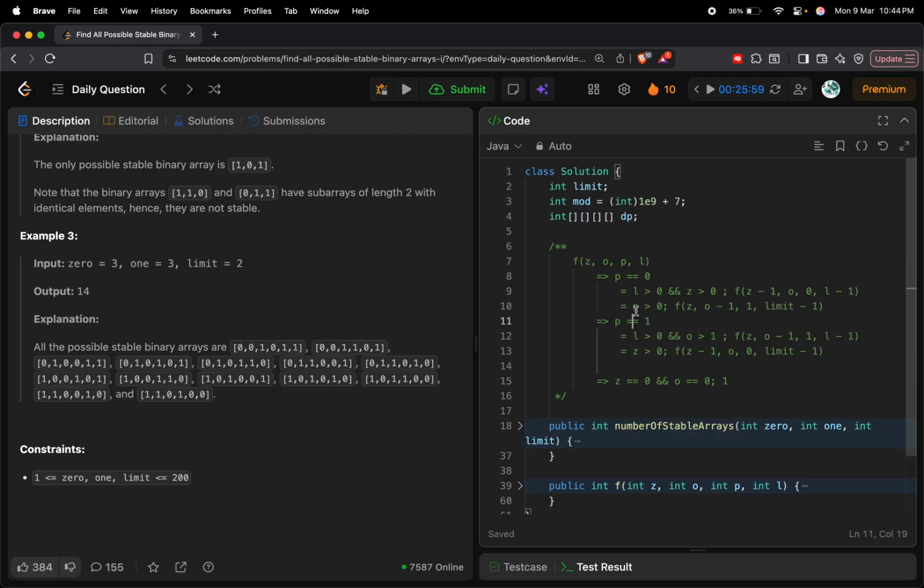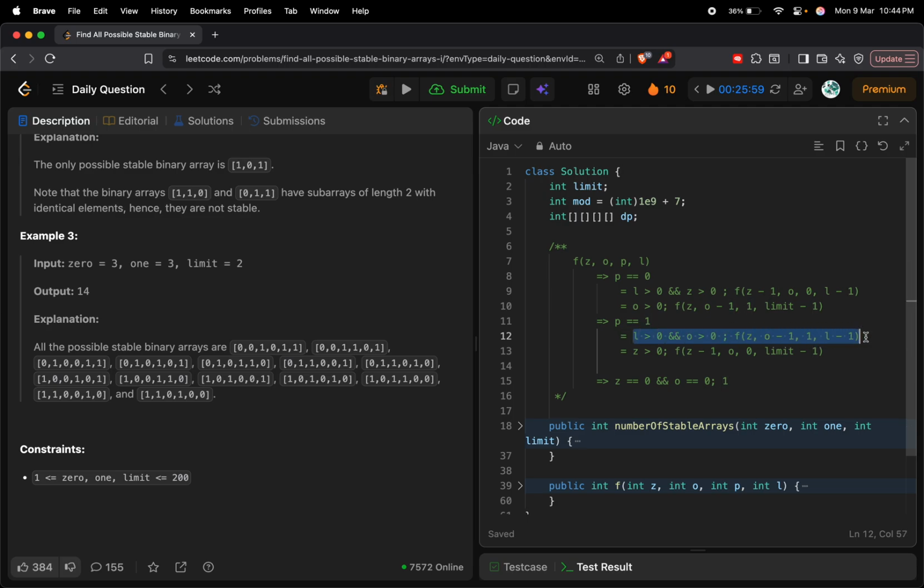If the previous is 1, then either I choose to continue with 1 or I choose to go with 0. In order for me to continue with 1, I should have ones with me. If the number of ones is greater than 0, and the allowed limit for 1 is also greater than 0, then I will keep 1 in that position, reduce ones by 1, and also reduce the limit.